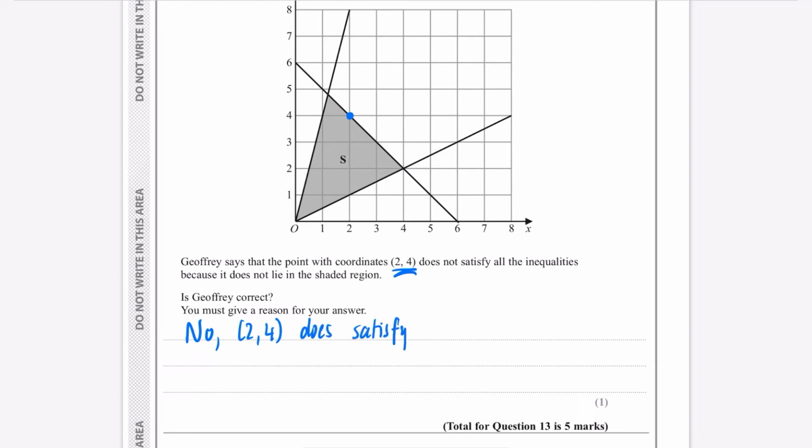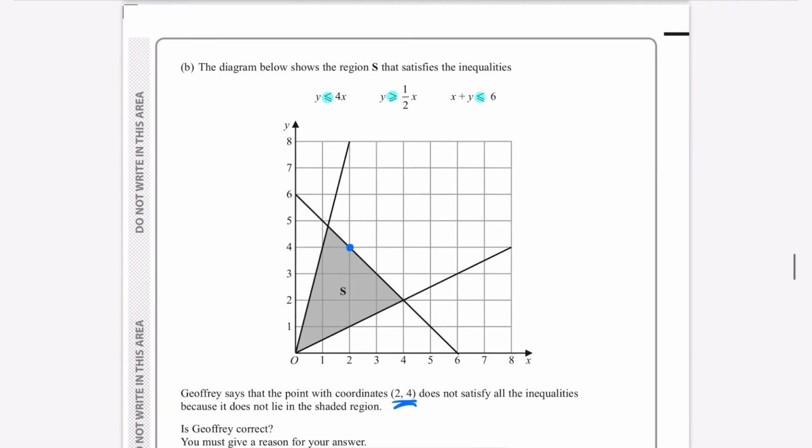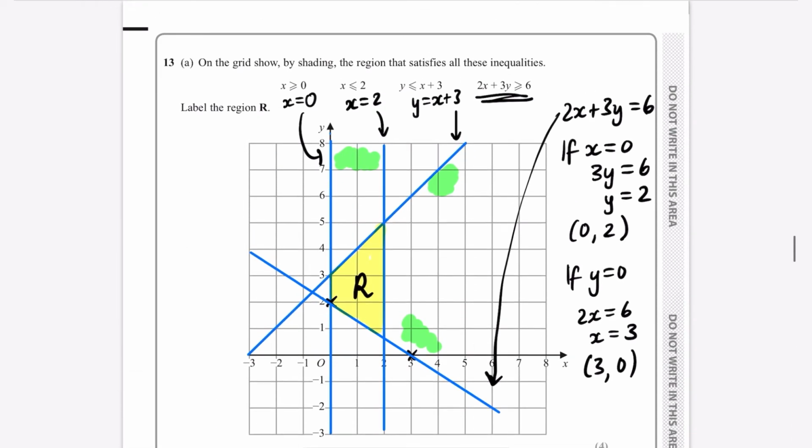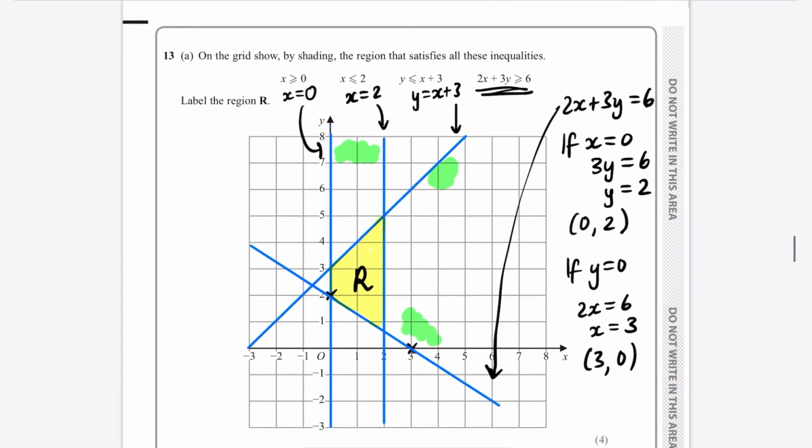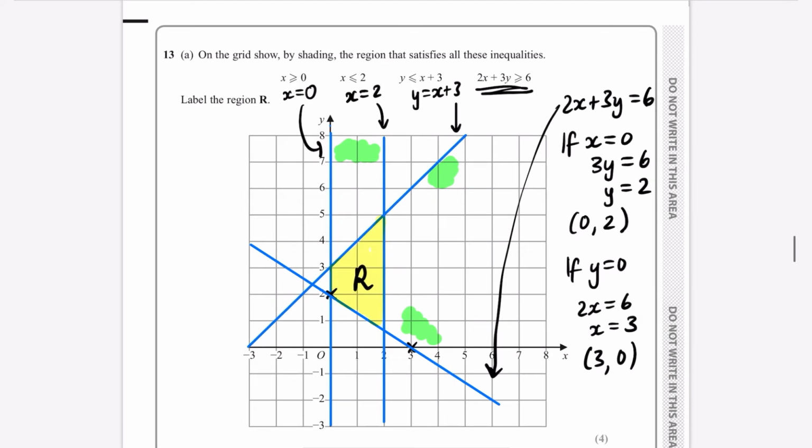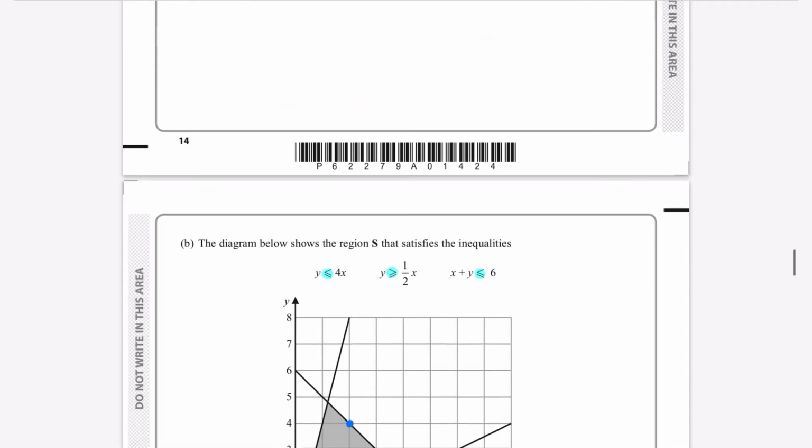Does satisfy because it is on the boundary. I'm actually going to use the word included boundary because that line is also included. Okay, I'm just going to see if there was any other way that they usually sort of say this. Just checking it in the mark scheme. Yeah, that's fine actually. The way that we've written that states included. Something that they say in the mark scheme for this is 2, 4 lies on the boundary of the region satisfying the inequality sign. So that's perfectly good.